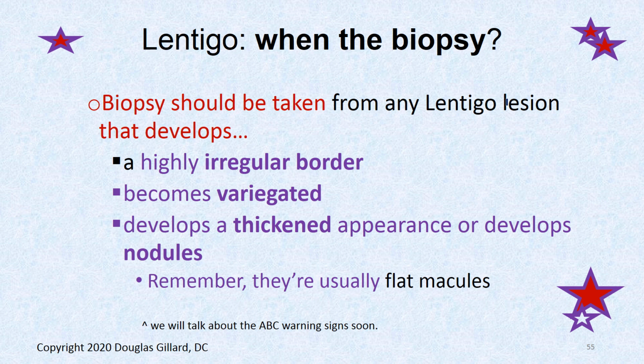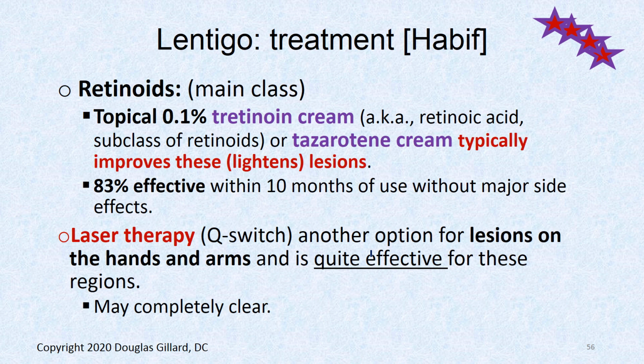When do you biopsy a lentigo lesion? Kind of said this already, but anytime you get an irregular border, if it becomes variegated in any way, if it develops a thickened appearance, or even worse, if it develops nodules of any kind, then it needs to be biopsied to make sure it's not precancerous.